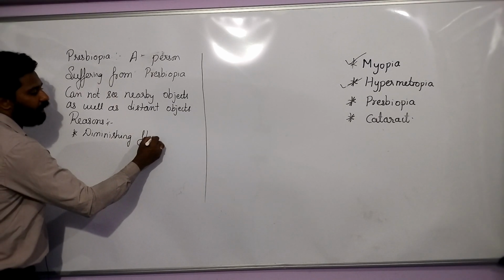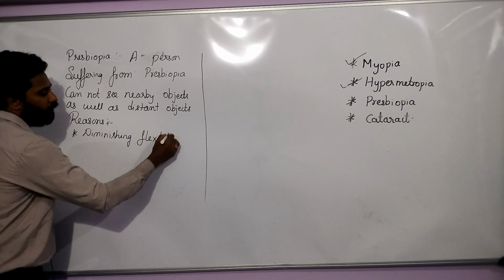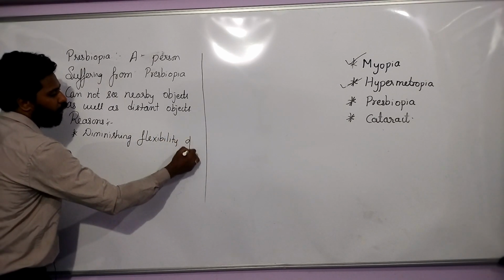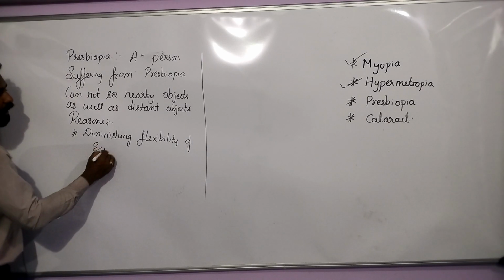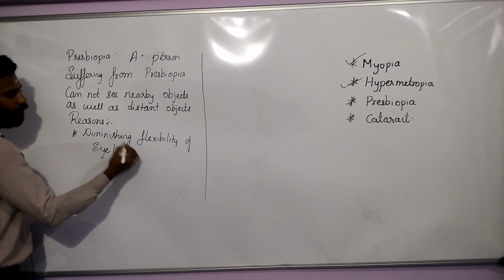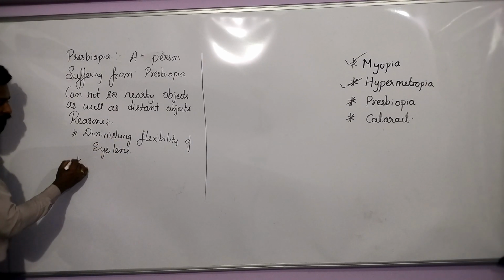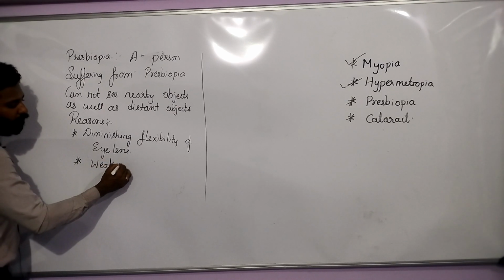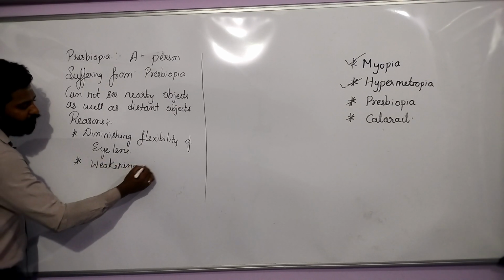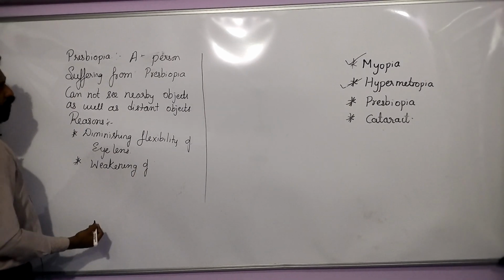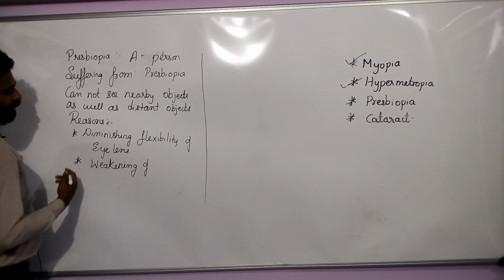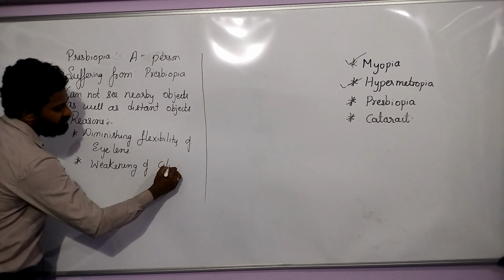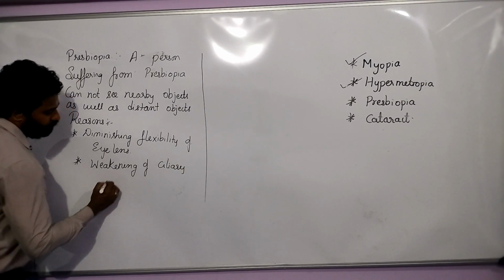Diminishing flexibility of eye lens. Okay, diminishing flexibility of eye lens. And the second reason is diminishing flexibility of eye lens, weakening of ciliary muscles.